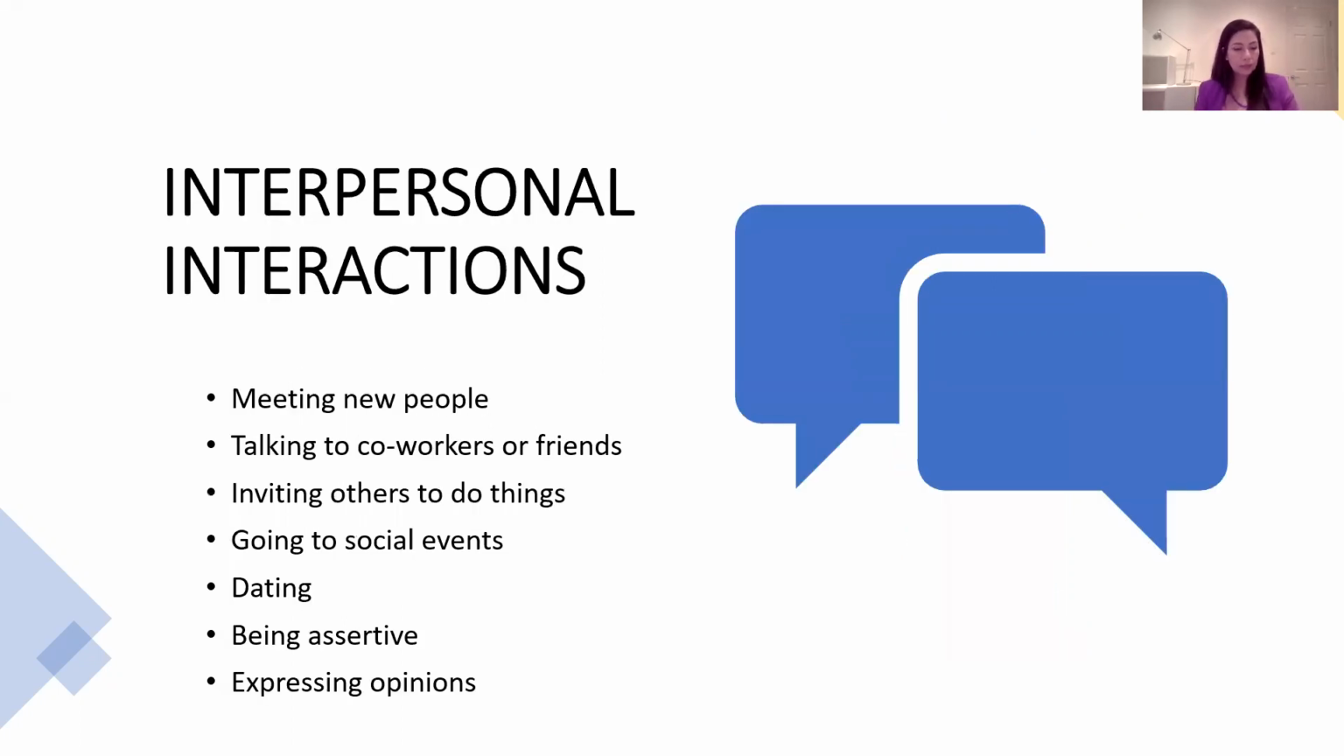And interpersonal interactions are situations where people are interacting with others and developing closer relationships. So, for example, meeting new people, talking to coworkers or friends, inviting others to do things, going to social events, dating, being assertive, expressing opinions, talking on the phone, working in a group, working on a project with other coworkers, ordering food at a restaurant, returning something at a store, or having a job interview.